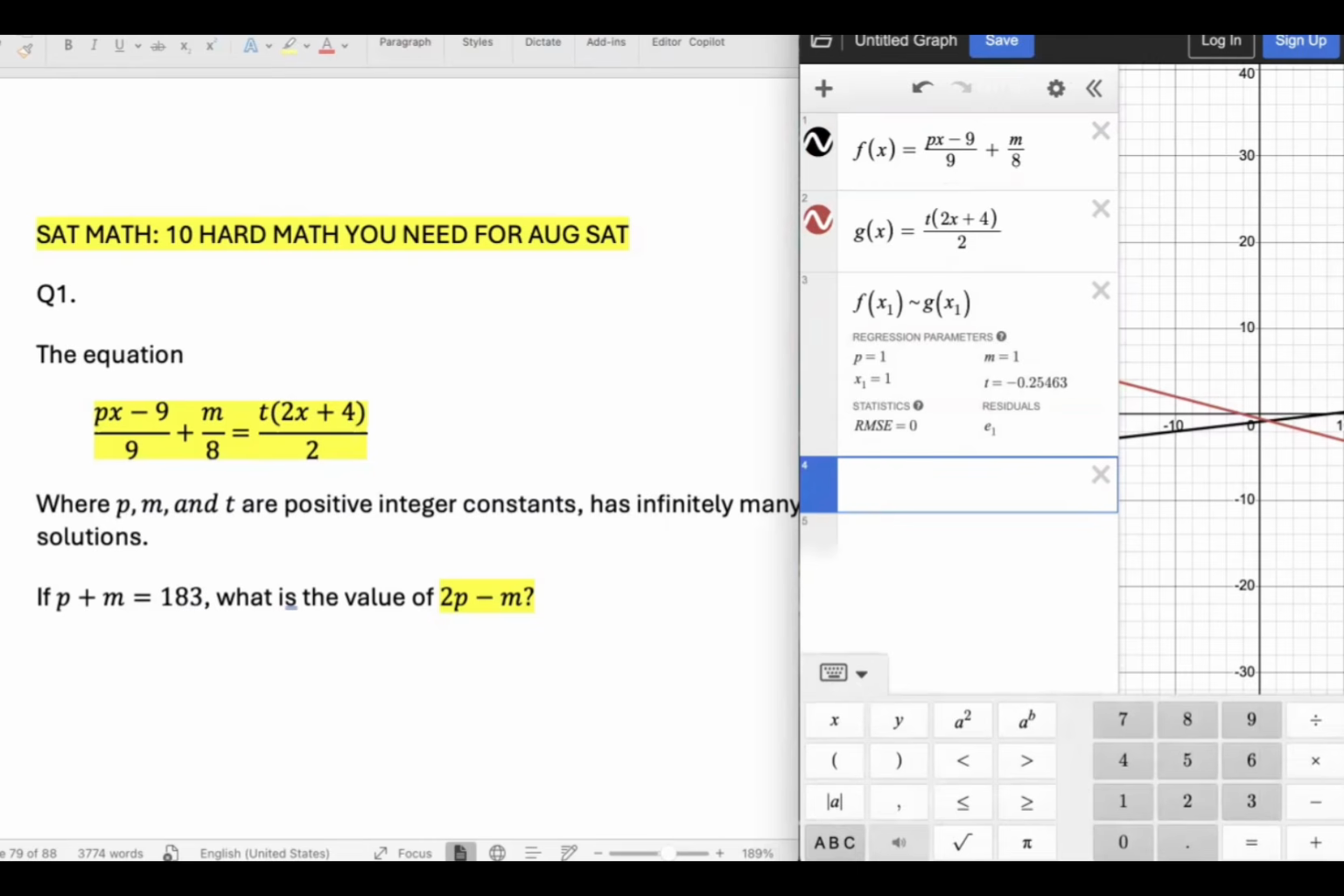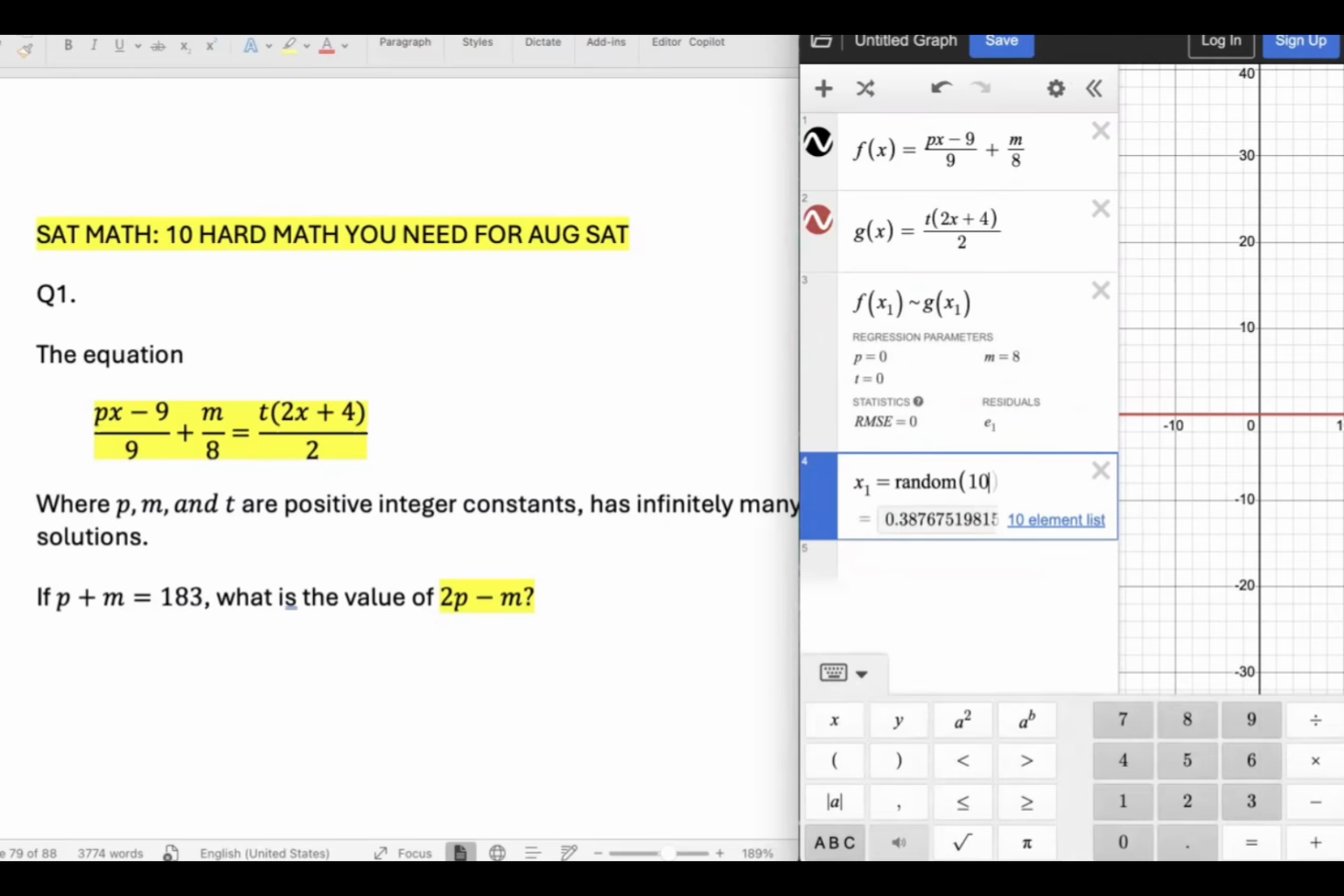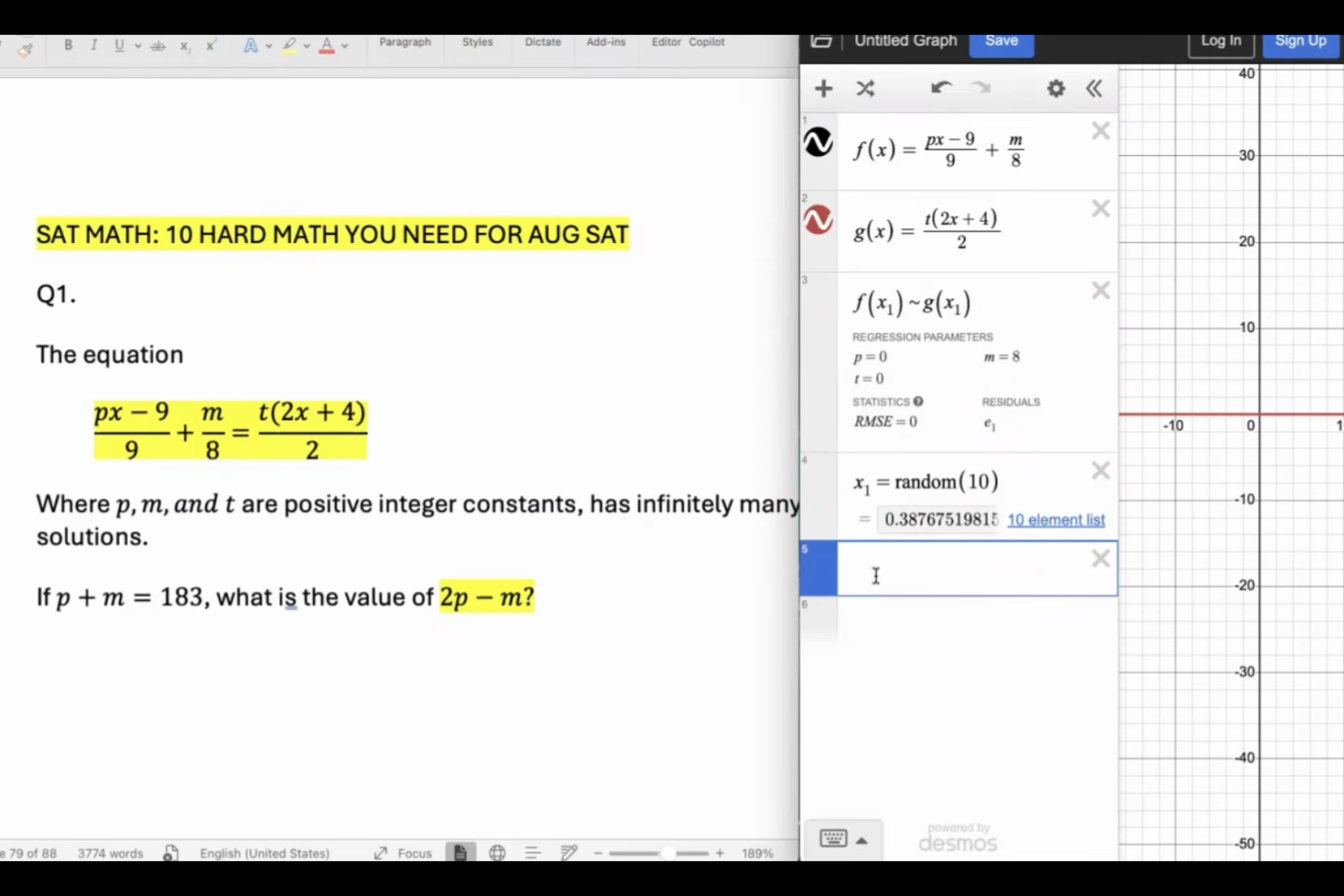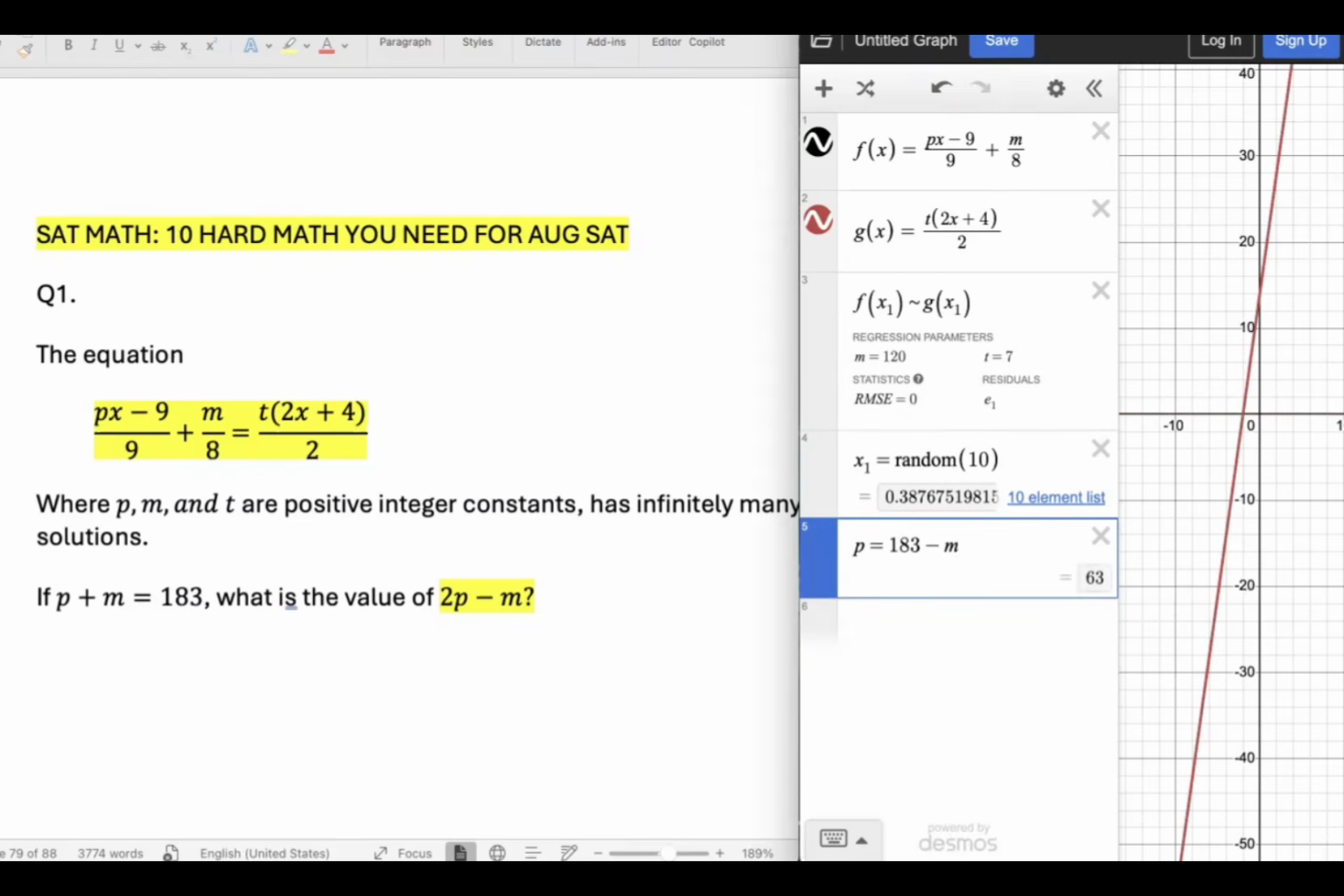Well, pick numbers for x. They give you x is equal to 1. Just pick some random numbers so that you'll be 100% sure. And now we have our equation, right? It's a flat line, right? But think about it. We know something. This is why those who use Desmos know how to apply it, and they use it strategically. I know p plus m is 183, so I'm going to make another expression. P is equal to 183 minus m. And boom, you get your answer. I get m is equal to 120, t is 7, and then p is 63. They are all positive integers.